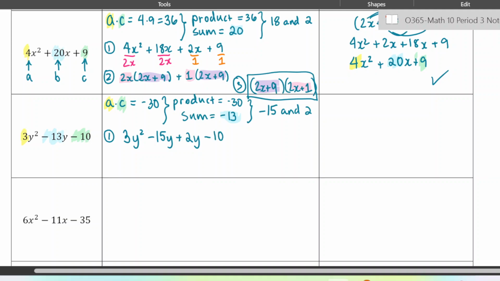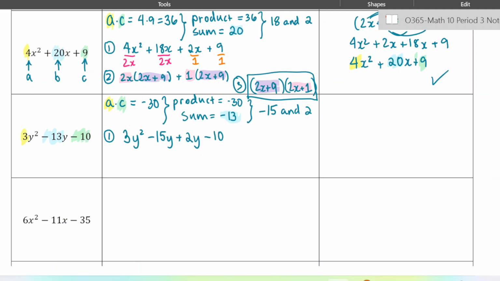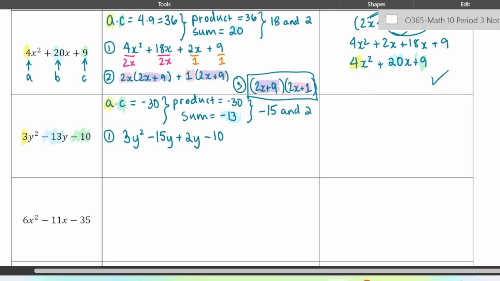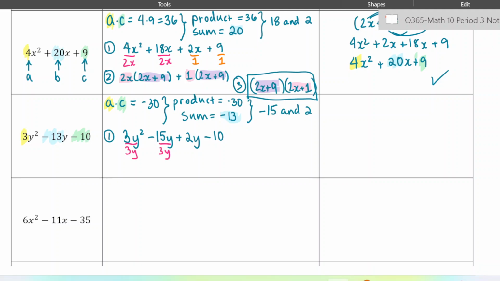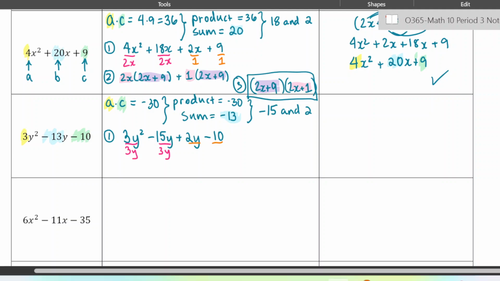Okay, next step is always the same as well. We're going to focus on removing a common term from the first two terms and a common term from the second two terms. So from the first two terms, I see they both can be divided by 3 and y. And from the second two terms, this time there is something in common. I can pull out a 2. Okay, let's write step 2.